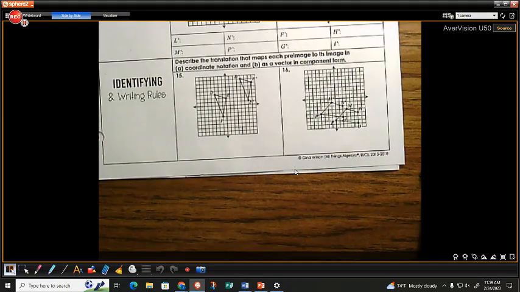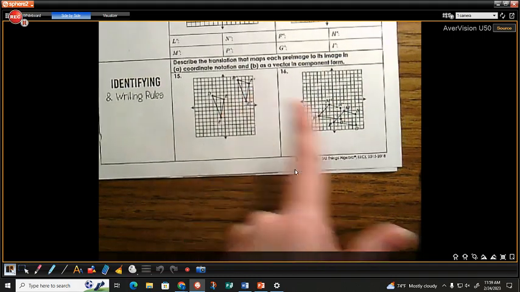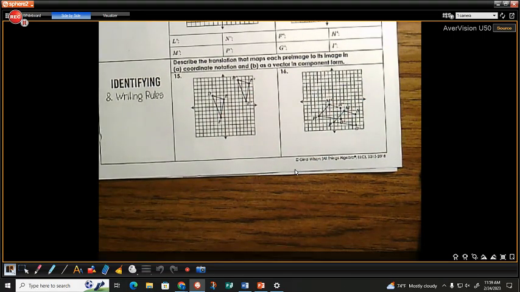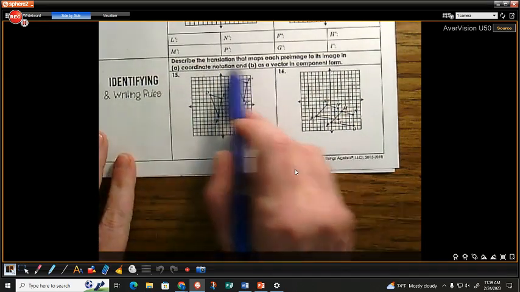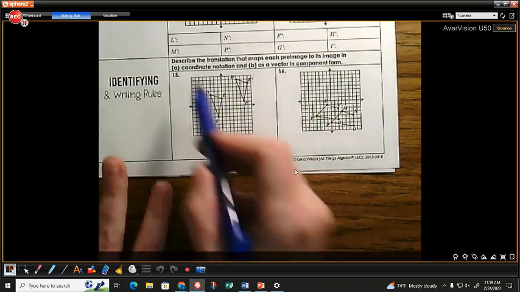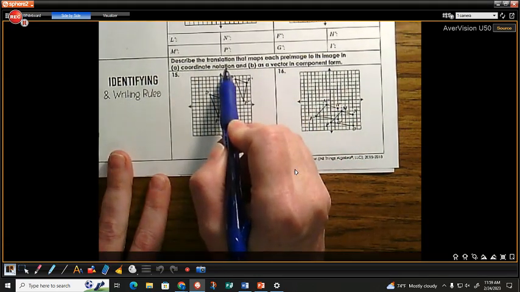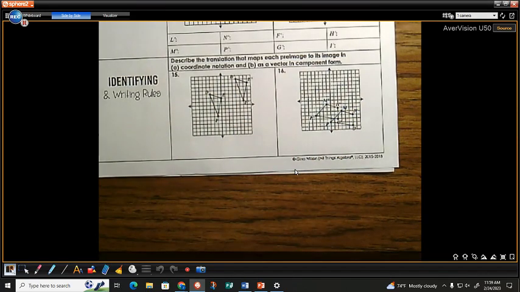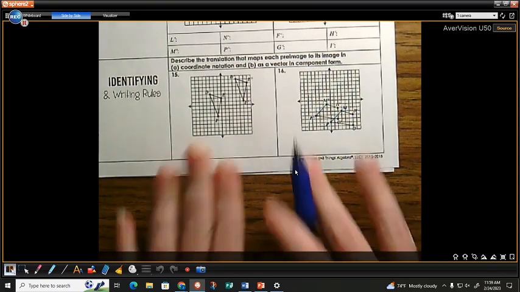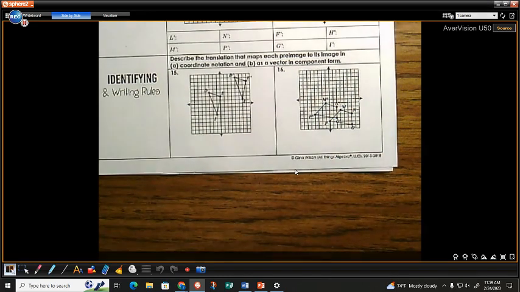So go backward. I have given you 2 translations. I want you to write the translation both ways. With coordinate notation, meaning you start with xy and then tell me what xy moves to, and then your vector in your component form for both of these. You really only have to do it for 1 point each because they should all do the same thing, right? Right.